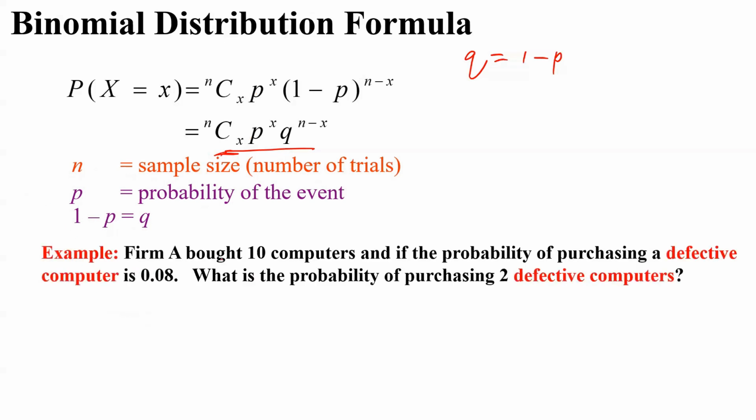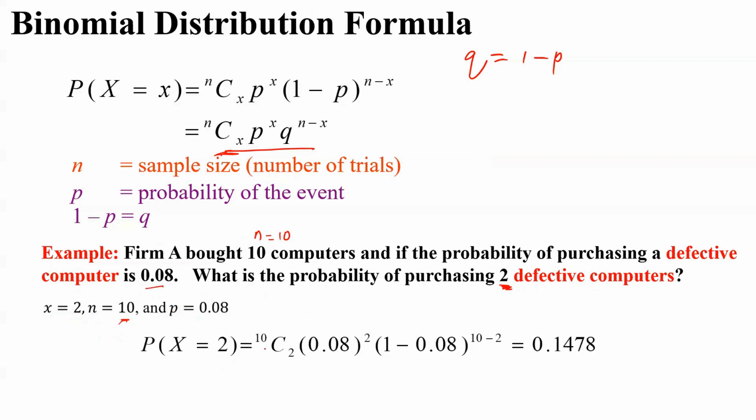For example, a firm bought 10 computers, so n is equal to 10. The probability of purchasing a defective computer is given as 0.08. What is the probability of purchasing two defective computers? You can choose either p or q, so we just stick with this one. So X equal to 2, n is 10, and the defective probability is 0.08, so you set p equal to 0.08.